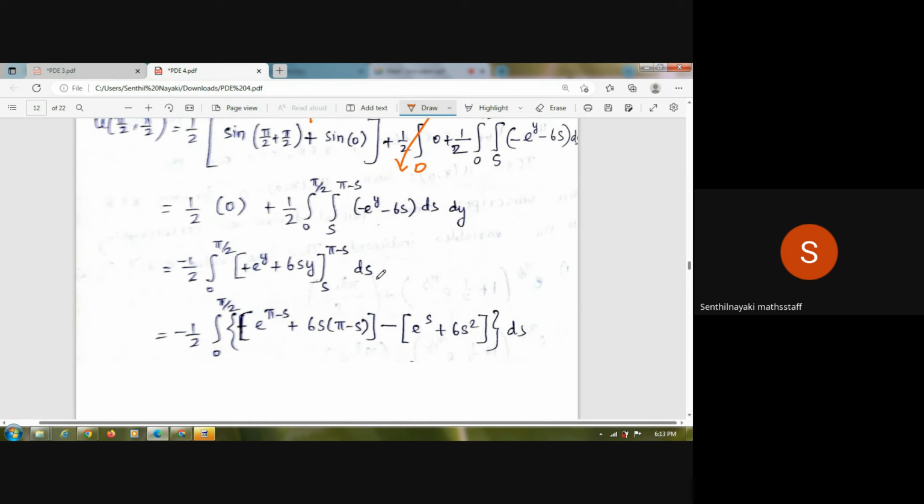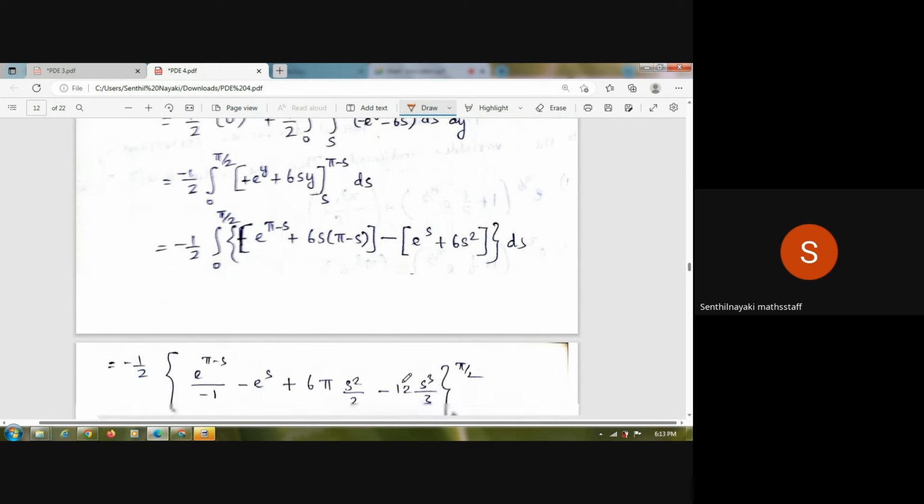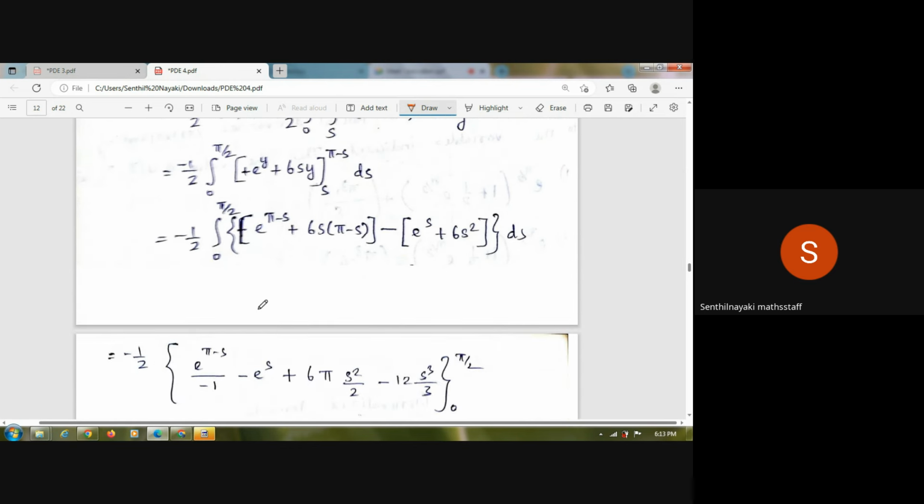One more integral we have to evaluate. So −1/2, after substituting the upper limit we have e^(π−s) + 6s(π−s), minus, after substituting the lower limit, e^s + 6s². So −1/2 ∫ e^(π−s) ds. Now we are integrating with respect to s, therefore π is a constant. If you differentiate −s, we have −1.